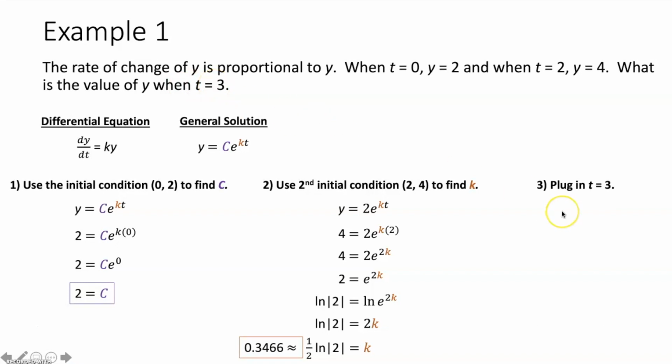So all I do is take my particular solution that I have now, plug in 3 for t, and I can solve for y. Plug this in my calculator, I get that y is approximately equal to 5.657 when we round to the nearest thousandth, which is what it wants you to do on the AP test.